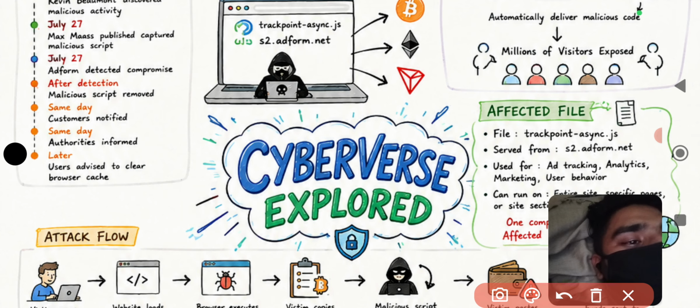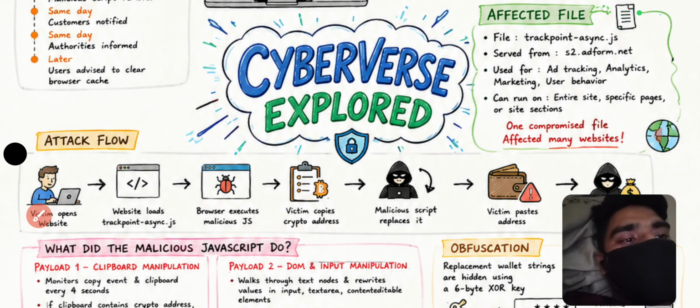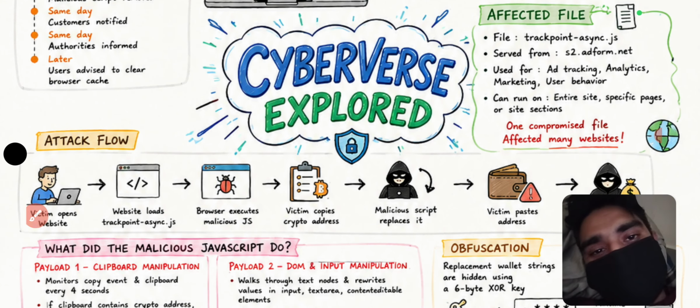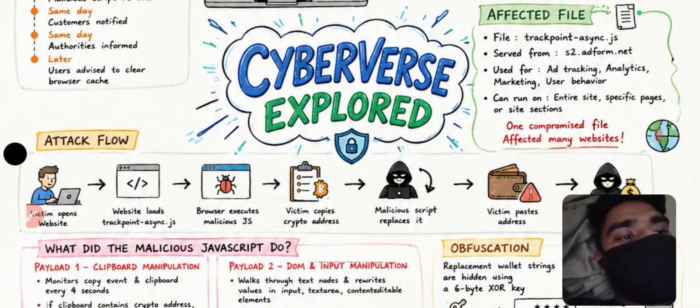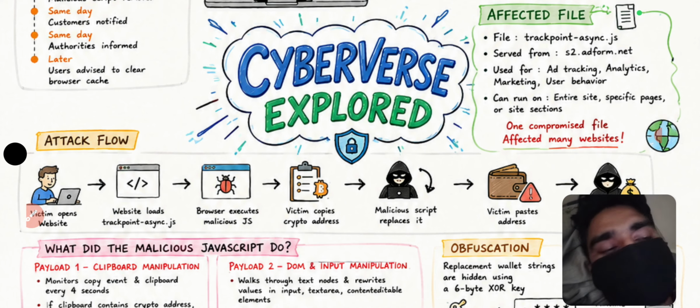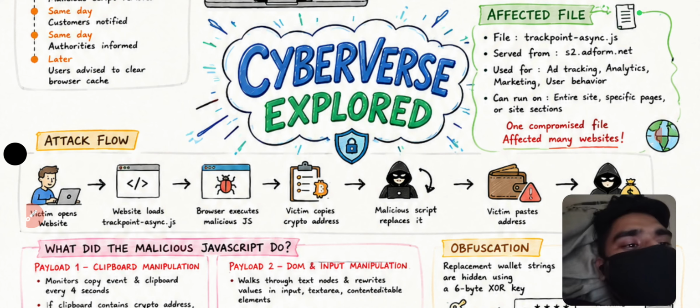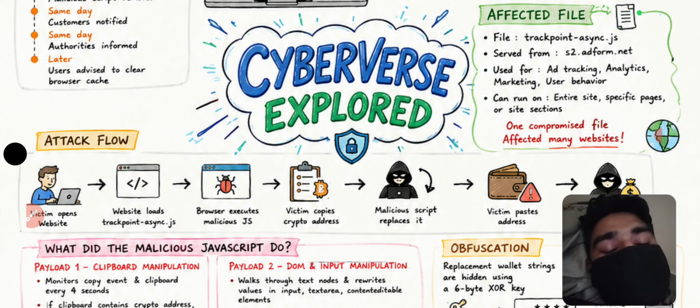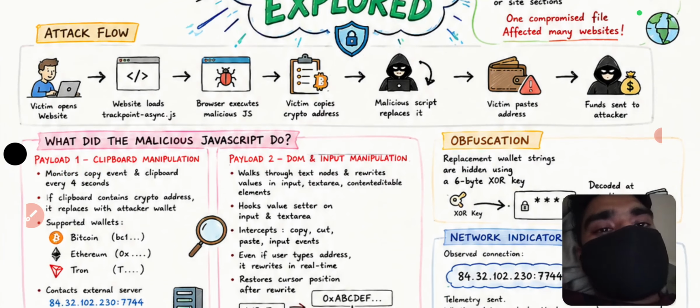What are the different affected files? One is the trackpoint file served from s2.adform.net, used for ad tracking, analytics, marketing and user behavior. It can run on an entire site, or on a specific page or site section. So one compromised file eventually affected many website flows. Now coming to the attack flow.